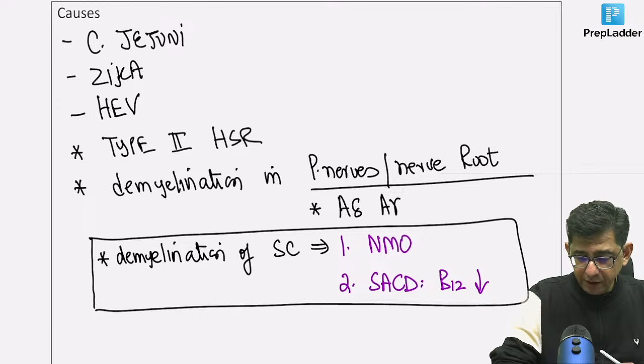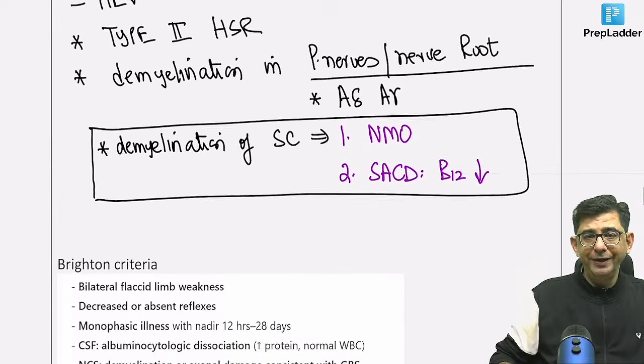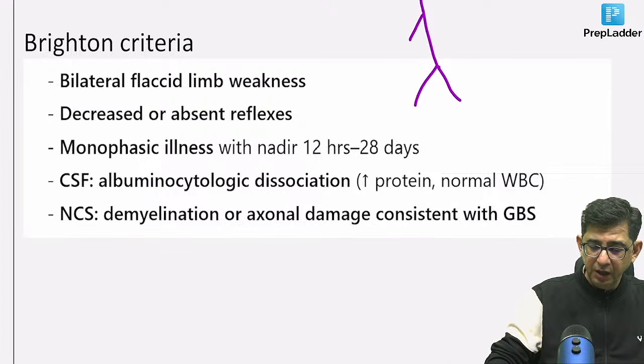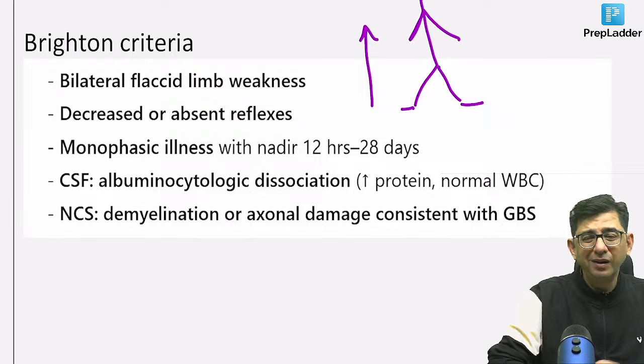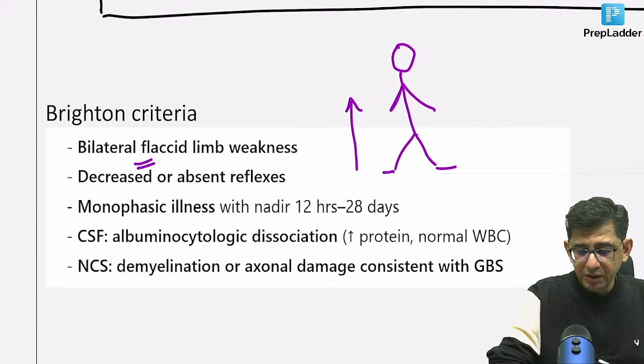But in GBS, it is peripheral nerves and the nerve roots that would be involved. Now, the criteria that are used for diagnosis are called Brighton criteria. They would be ascending symmetrical flaccid paralysis. The paralysis will start from the bottom and will be going upwards. But a lot of these questions, he would like to focus on the bilateral flaccid paralysis in this patient.